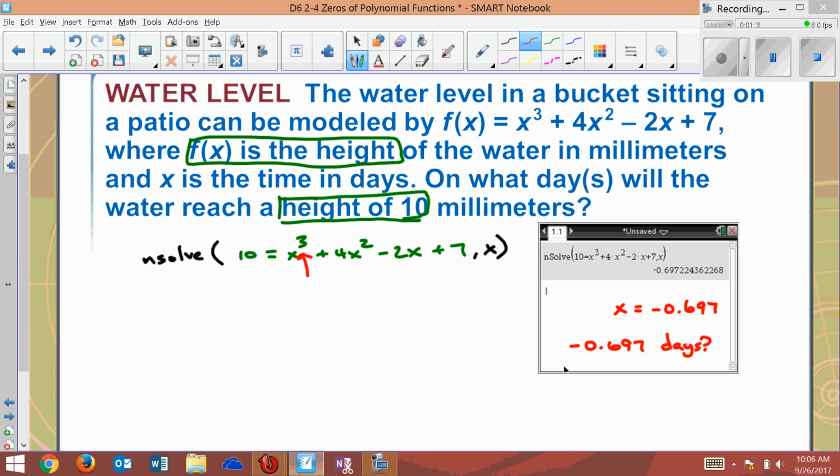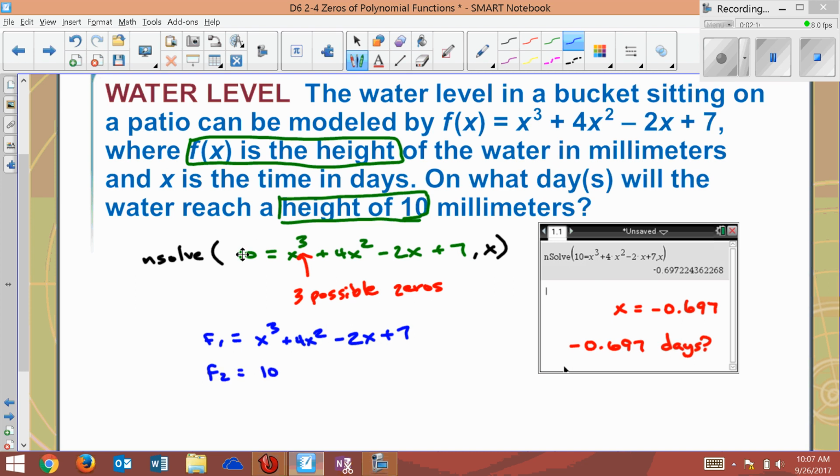Since there's 3 possible zeros, here's what we're going to do. We're going to graph these and look at which one is relevant. There's 3 possible answers. The solve only gives you 1. So I want to go over to the graph. I graph this as f1, and I put in this as f2. I went to graph. Now f1 is x cubed plus 4x squared minus 2x plus 7, and I did f2 as 10.